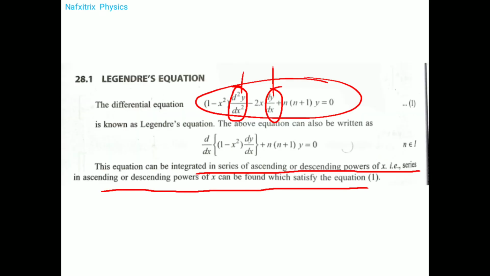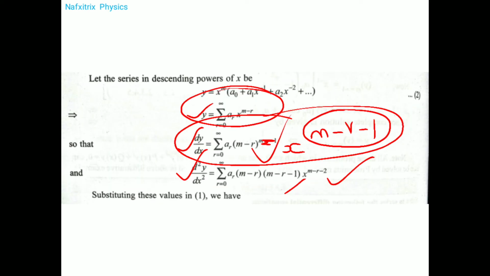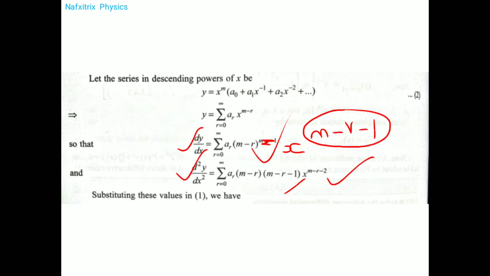But we know the a, so it is just like a, and this is just like b, a b equals 0. So either a equals 0 or b equals 0. But a naught is not equal to 0 as it is the coefficient of the very first term in the series. Here we can see a naught is the starting term, a naught into x power m. So it is the coefficient of the very first term.